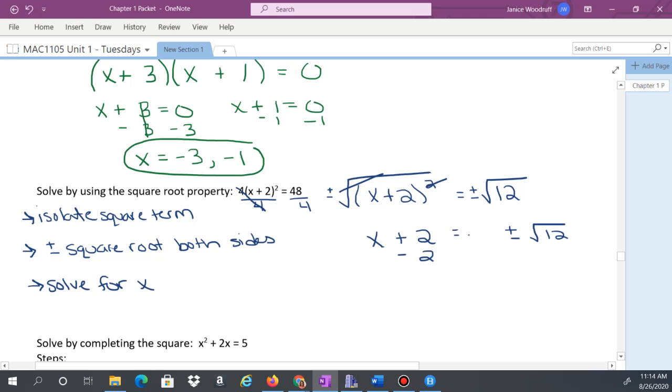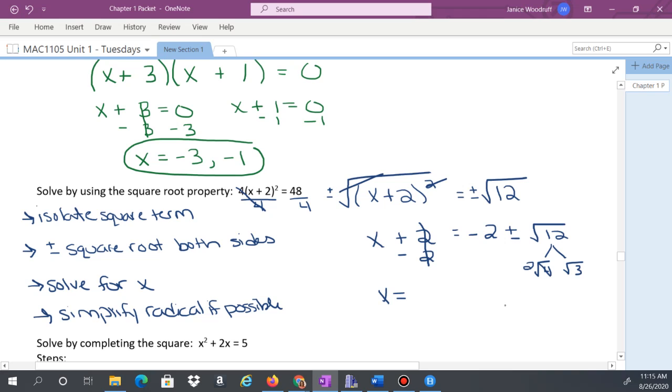So I'm going to subtract a 2. I'm just going to put that right here, because you don't want to put it after the radical. You want to put it before the radical, because the radical will come last when I'm solving. And then you're going to simplify the radical if you can. Okay, so let's see. We've got x equals, can I simplify the square root of 12? Yeah, 4 goes into 12. 4 is a perfect square. Square root of 4 is 2. So this becomes negative 2 plus or minus 2 radical 3.